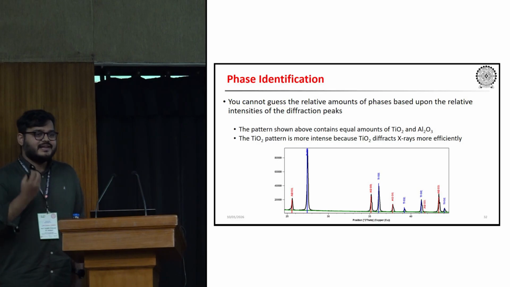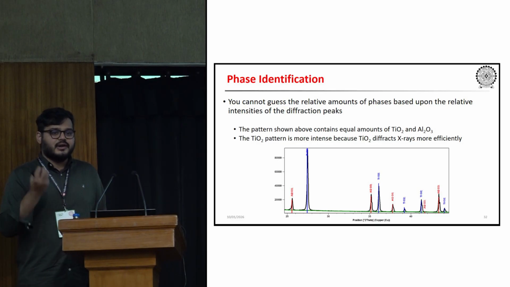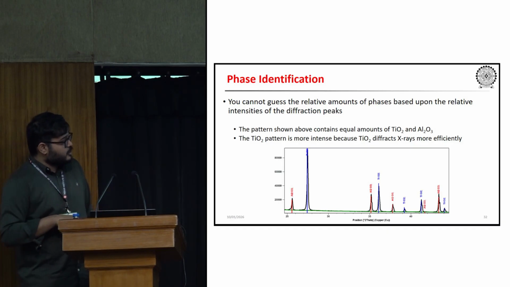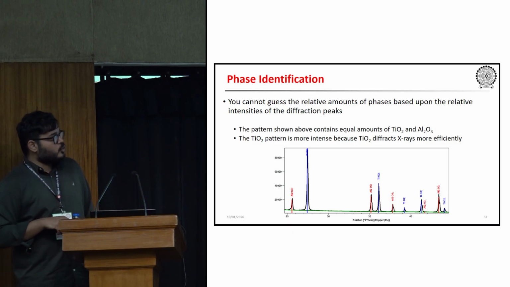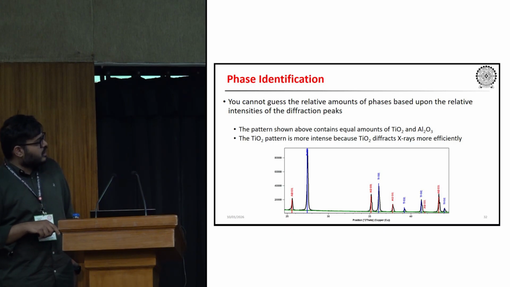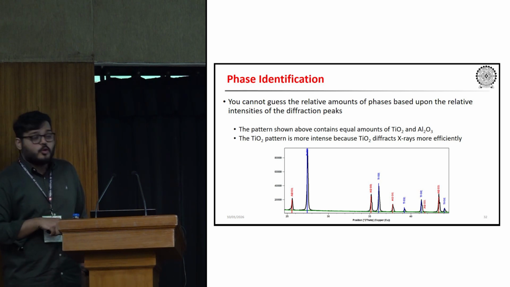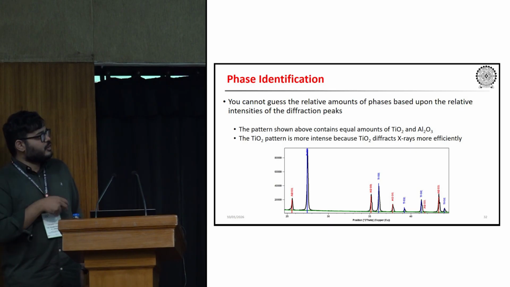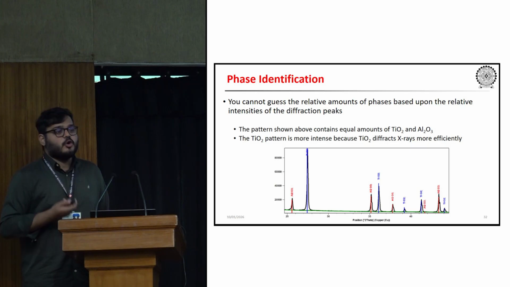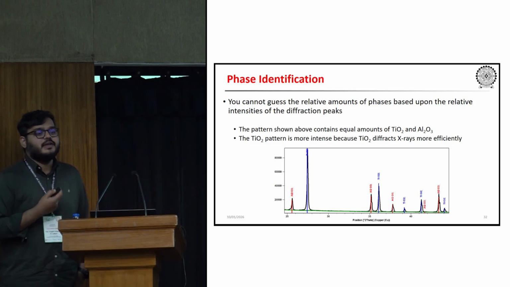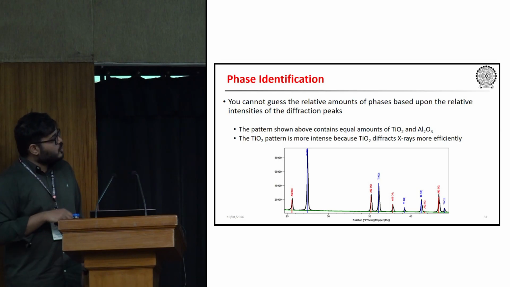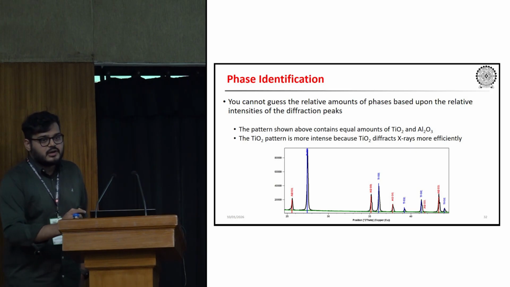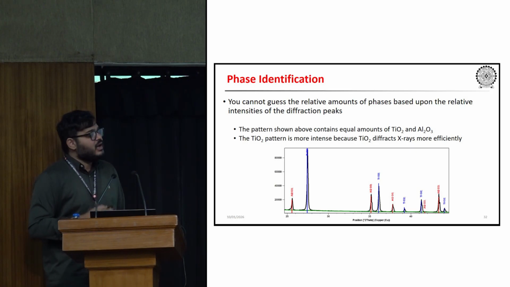Why? Because the intensity with which a material or a mineral diffracts the X-ray is going to depend upon its material properties. For example, you see that this is a mix of TiO2, rutile and corundum. You see that the rutile peaks are more intense, right? So it would be incorrect to guess that the mixture of this powder contains more rutile. In reality, this is a 50-50 mix of rutile and corundum, right? So the peak intensities are not a very good representation of the actual quantity of the material present in your powder.